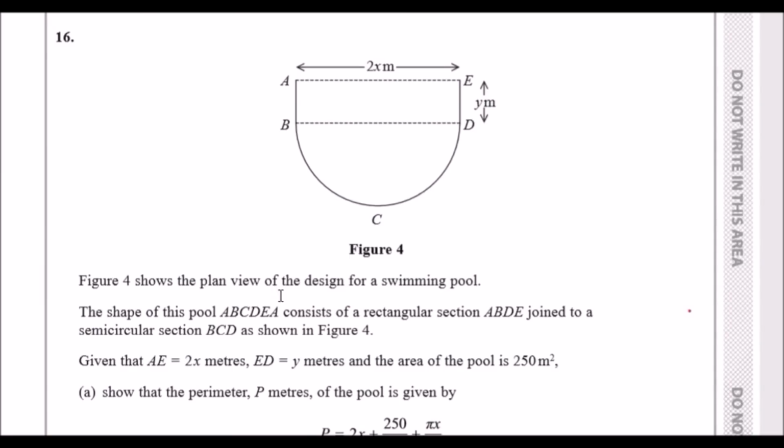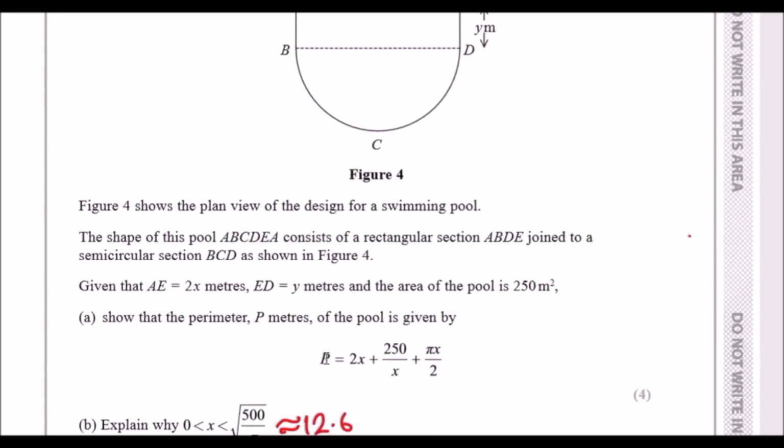Alright, number 16. Figure 4 shows the plan view of the design for a swimming pool. Ooh, interesting. The shape of this pool, ABCDEA, so the whole thing, consists of a rectangular section, which is the top half, joined to the semicircle section on the bottom half. Given that AE is 2x and ED is y, and that the area, i.e. both of these combined, equals 250 meters squared, show that P meters of the pool is given by this equation here.